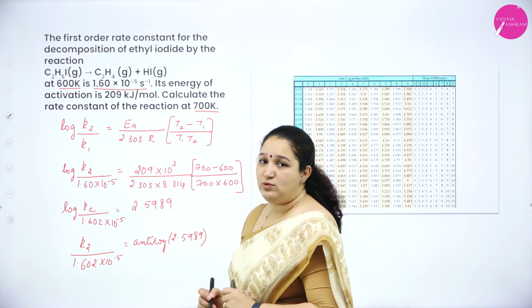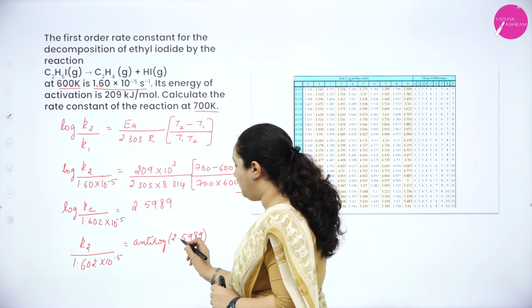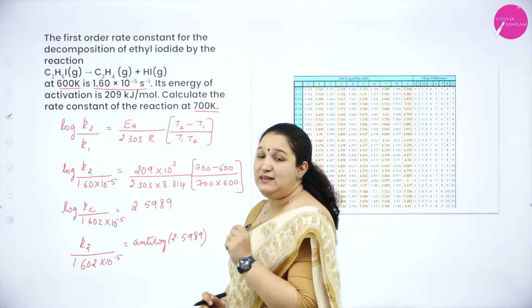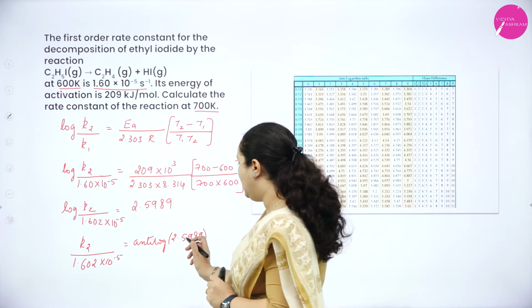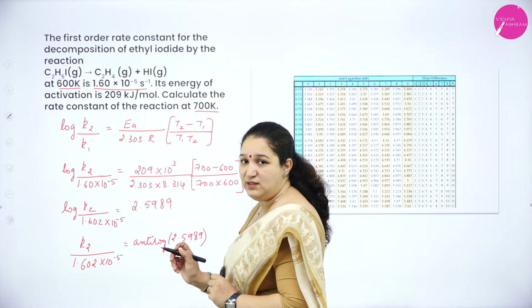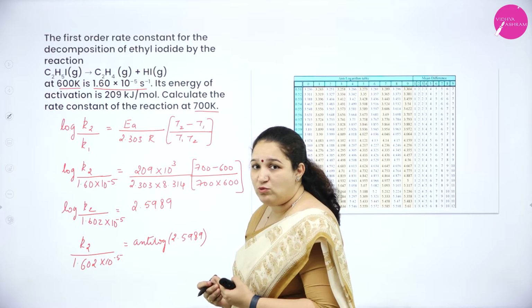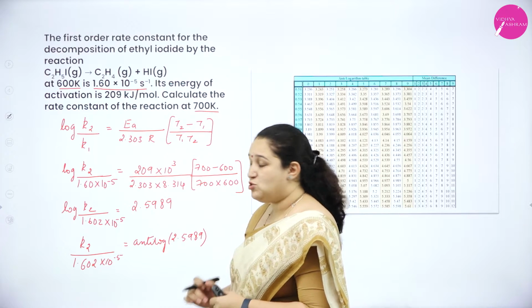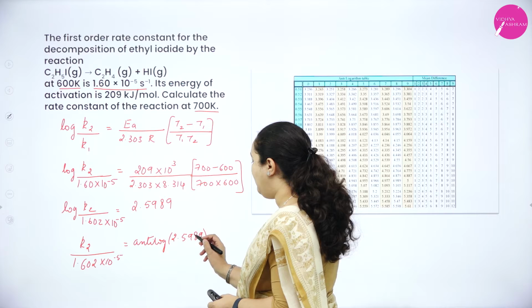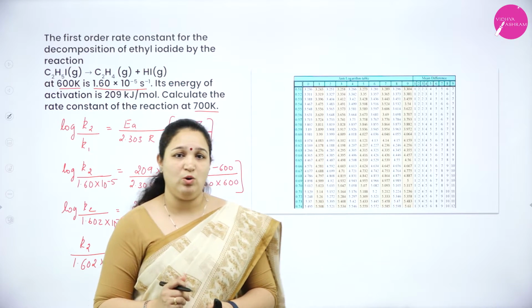Now, how do I get the antilog value? Before I go into the antilog calculation, whatever is there before the decimal point will go as a power of 10. Here we have 2, isn't it? So it is 10 to the power 2. Now, antilog is found only for the numbers after the decimal point. So I have 0.5989.